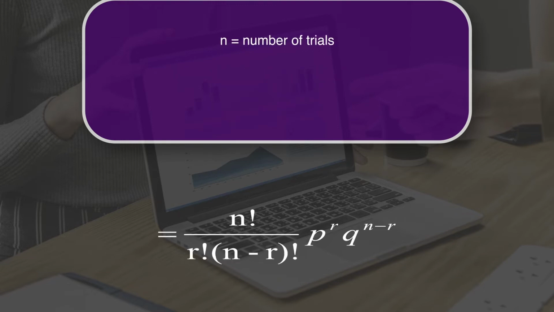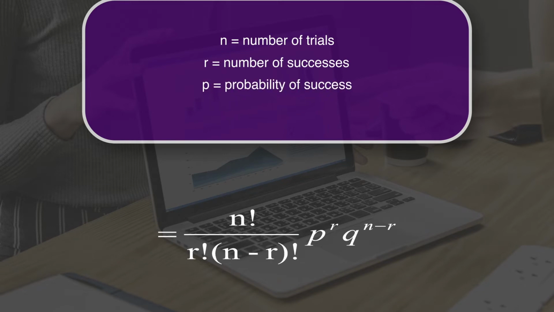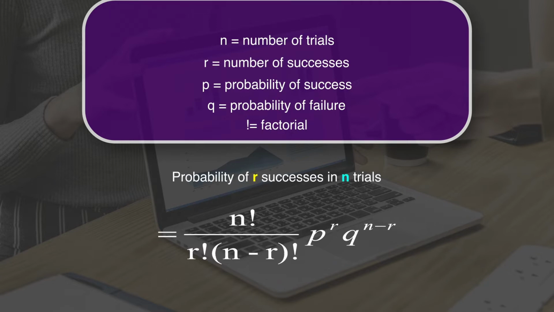The binomial distribution formula is n factorial divided by r factorial times (n minus r) factorial, multiplied by p to the power r and q to the power n minus r. Here n is the number of trials, r is the number of successes, p is the probability of success, q is the probability of failure, and factorial is a symbol denoted by the exclamation sign.